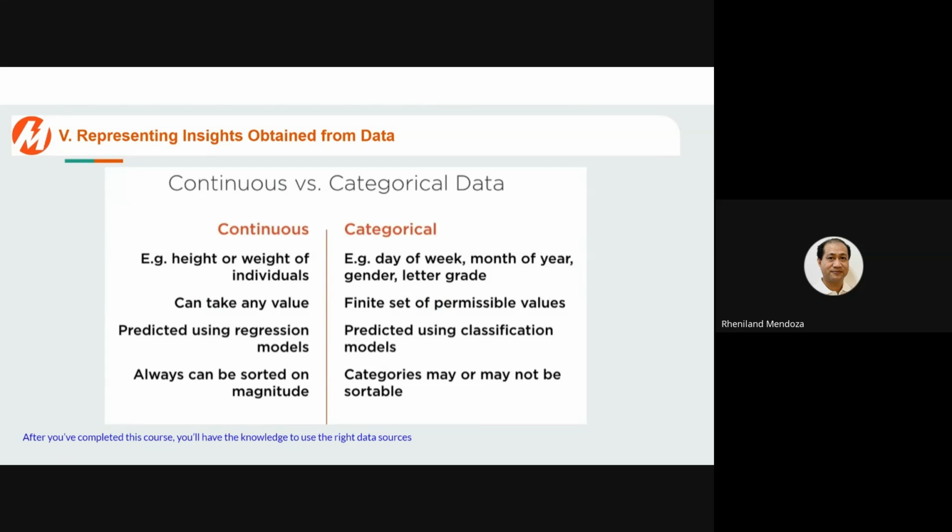Another significant difference between continuous and categorical variables is the fact that continuous values can always be sorted based on magnitude. Their magnitudes are significant. So a house costing 1 million pesos is always cheaper than a house costing 2 million pesos. Categories, on the other hand, may or may not be sorted. So you cannot sort male or female. There's really no sorting order here. On the other hand, grades A, B, C, yes, that's sortable.